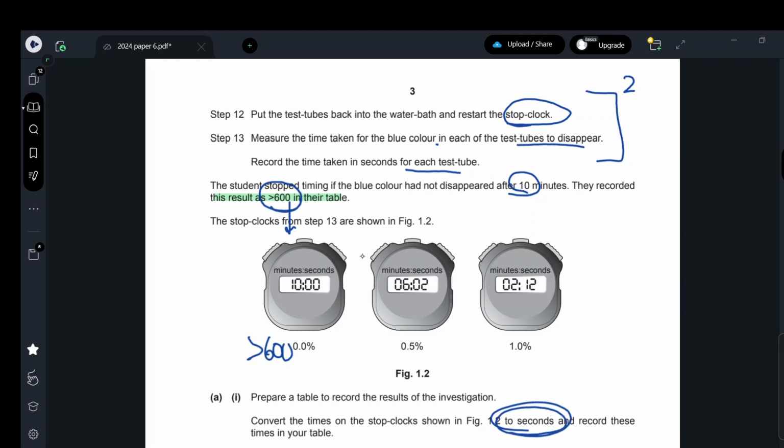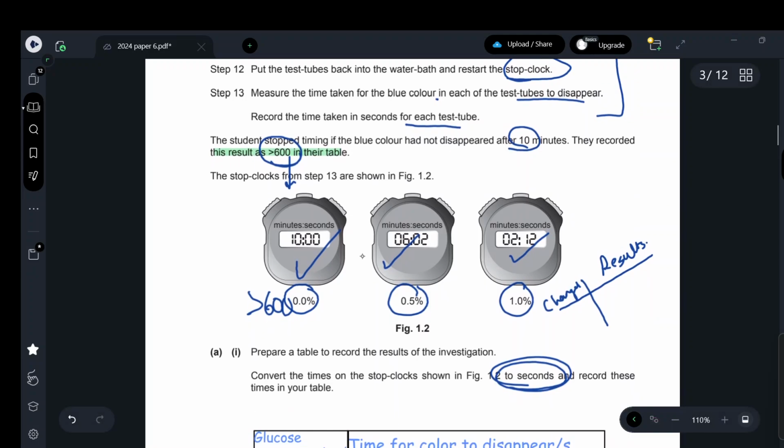I told you before that. How do I do the table? Changed variable is on the left, results on the right. What is my changed variable? The glucose concentration. Percentage concentration of glucose. What are my results? The time taken for the blue color to disappear.